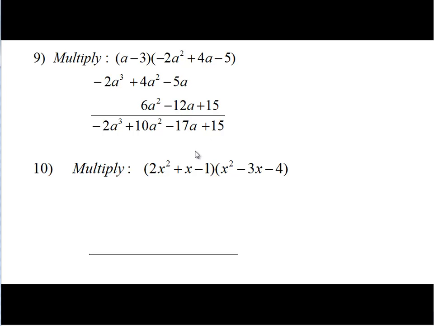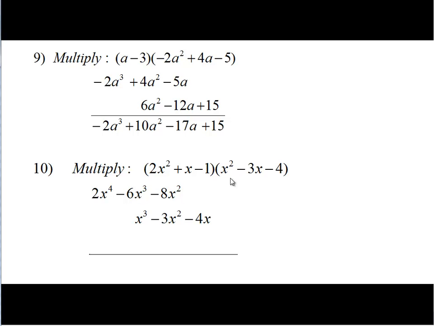This multiplication just takes more steps. 2x squared times x squared is 2x to the fourth. 2x squared times 3 is 6x cubed, and it's negative. 2x squared times 4 is 8x squared, and it's negative. Then take the middle. X times x squared is x cubed. X times 3 is 3x squared. And x times 4 is minus 4x.